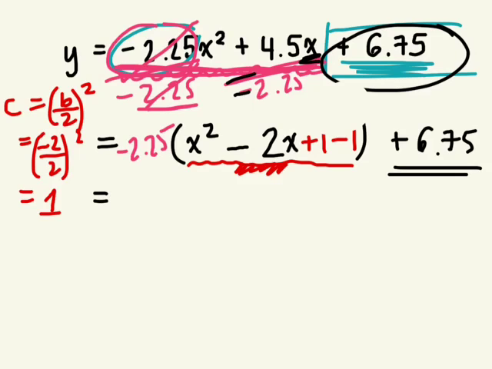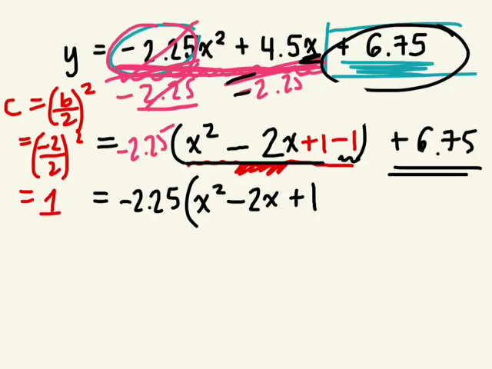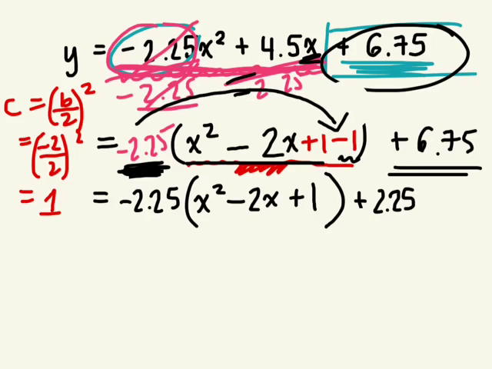Okay, so now I have negative 2.25 bracket x squared minus 2x plus 1, right? This is my perfect square. I need to get rid of this negative 1, but what happens here? Look, a is not 1, so we have to distribute that. Negative 2.25 times negative 1 is going to be outside the bracket. That's how I'm getting rid of it, by distributing it. So it's positive 2.25, and what do I still have to keep? Plus 6.75.